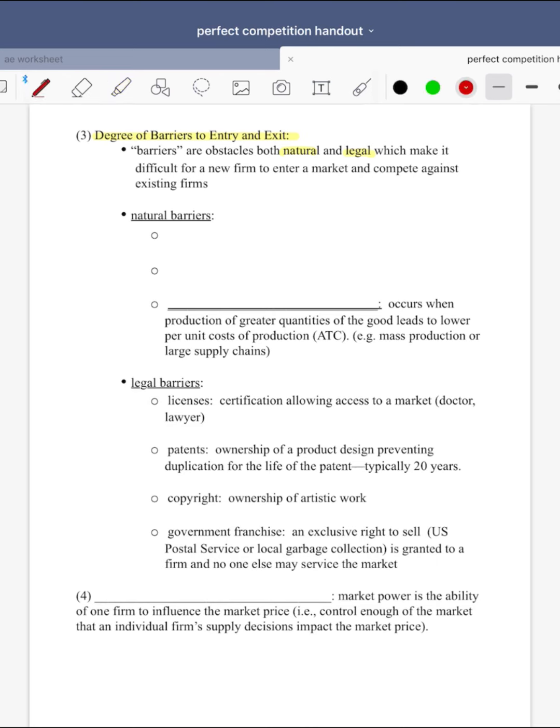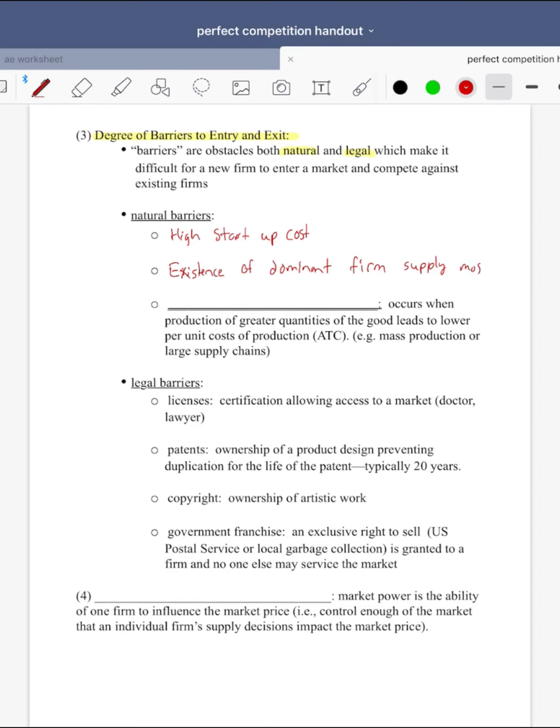Now, our third key characteristic is going to be the barriers to entry or exit. Barriers by definition are going to be these obstacles, and we're going to look at natural and legal, which make it difficult for a new firm to enter a market and compete against existing firms. The degree of barrier to entry and exit is going to be very important as we're determining the market structure. As we talk about natural barriers, these could be things such as high startup costs. That's going to be a significant natural barrier to entry.